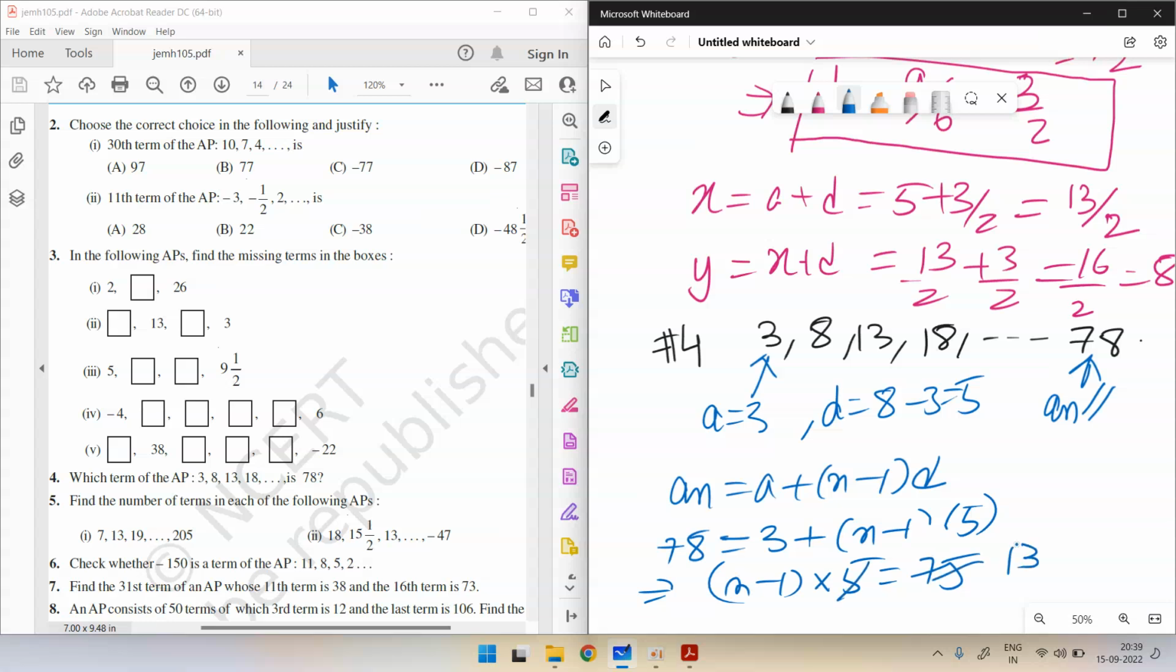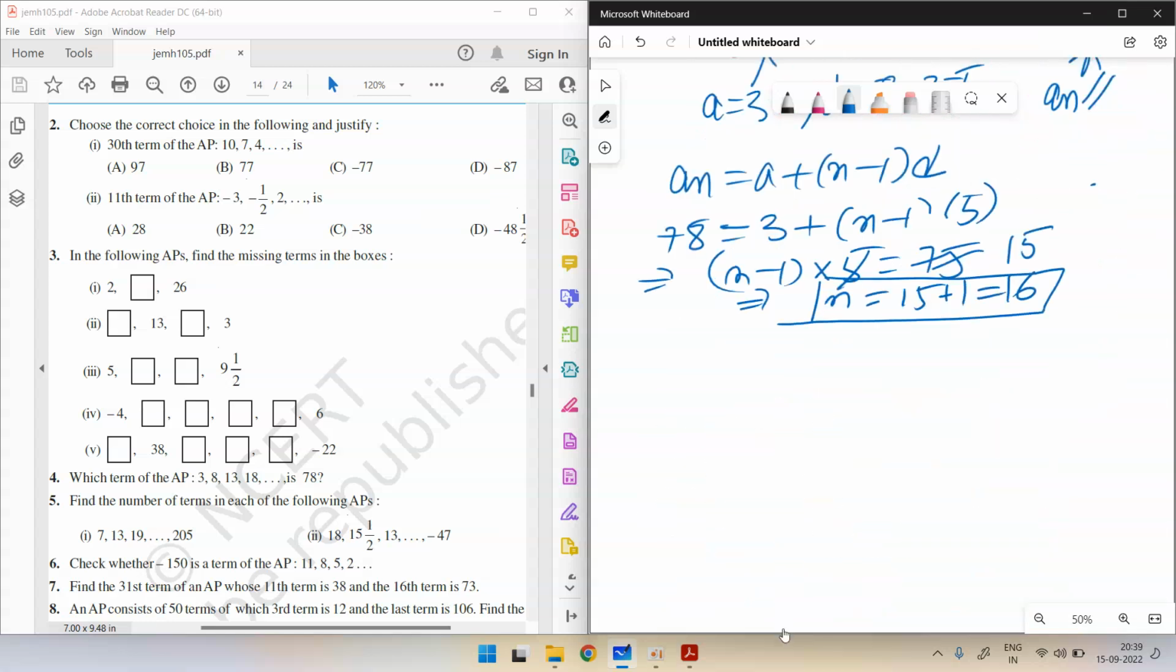If you cancel, 75 divided by 5 is 15. Which implies that the value of n is nothing but 15 plus 1, equal to 16. So my 16th term is 78. The 16th term of my given AP is 78.